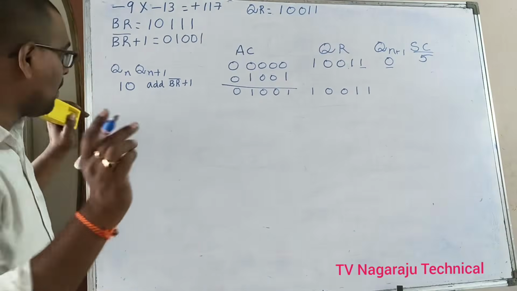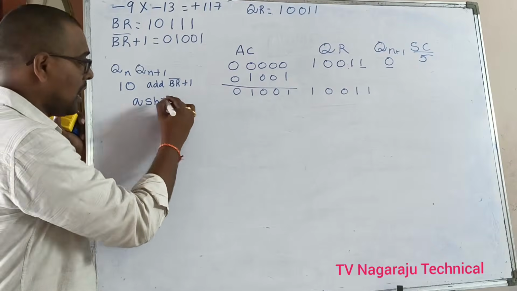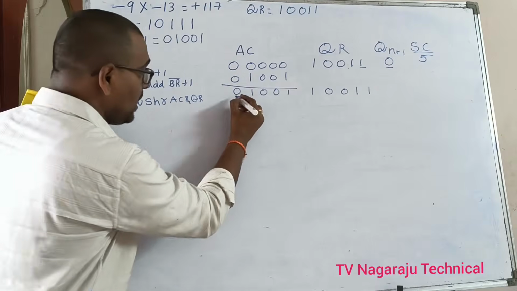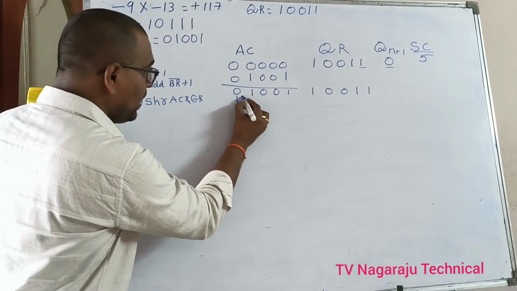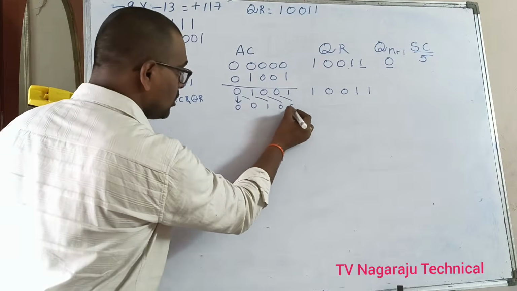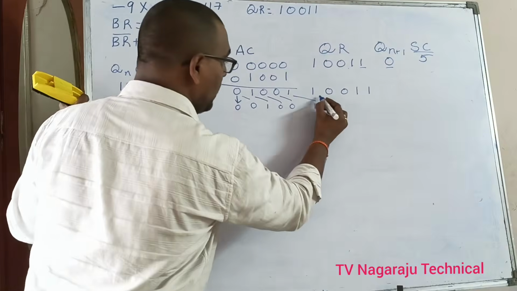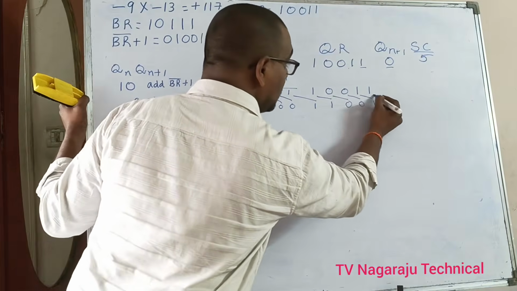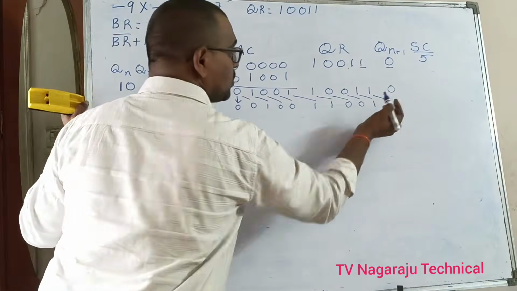After doing any operation, what is the next step? Arithmetic shift right of AC and QR. What is arithmetic shift right? Preserve the last bit, and then do the shift operation. 0, 1, 0, 0, 1. Here I said both AC and QR. 1, 1, 0, 0 and 1. And this one moves to Qn plus 1.